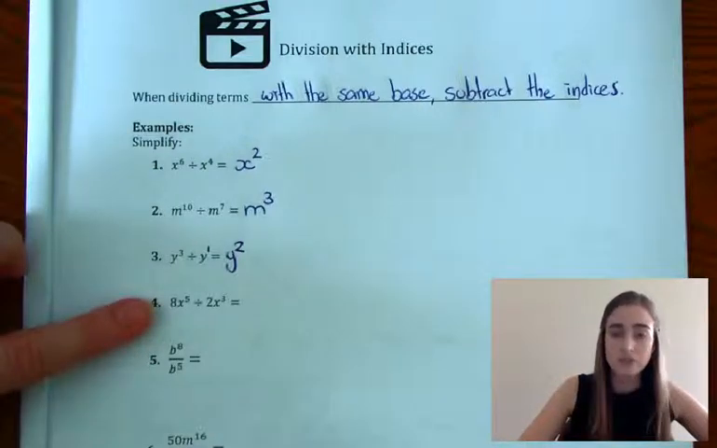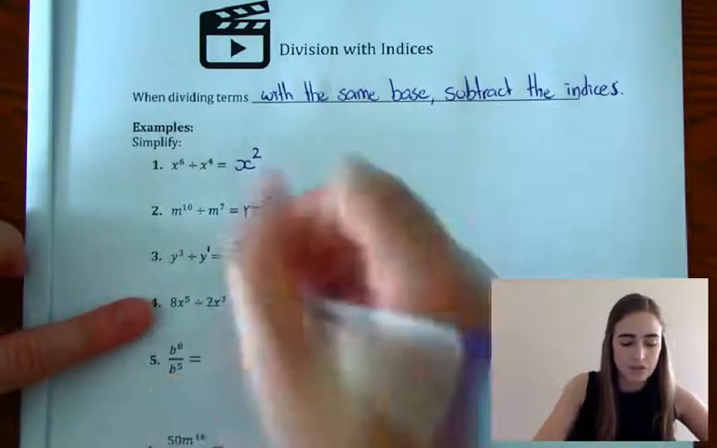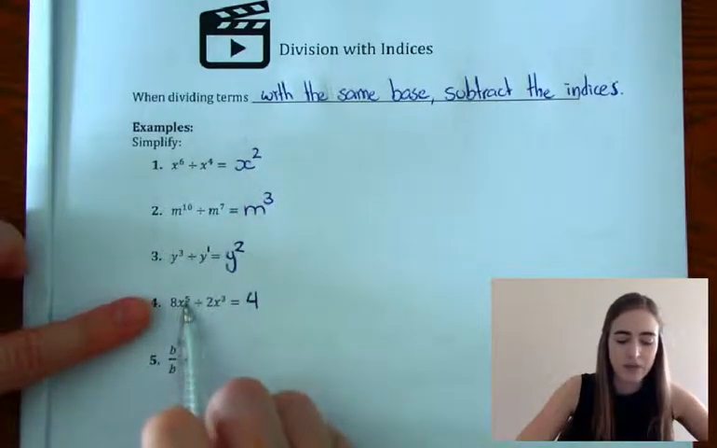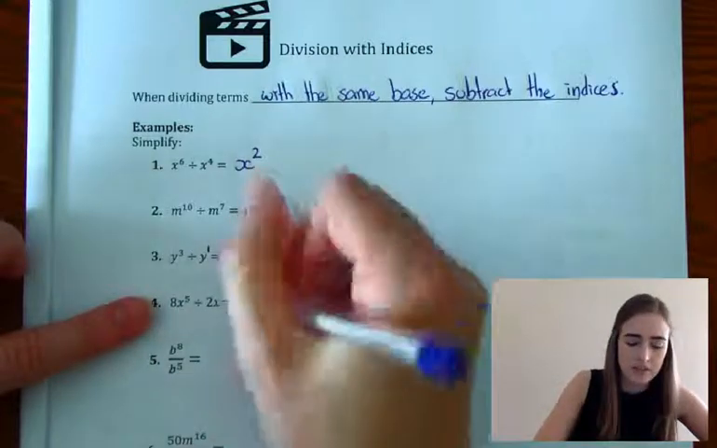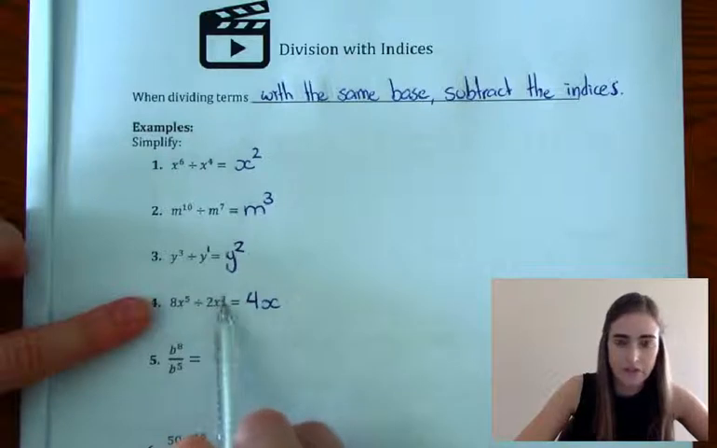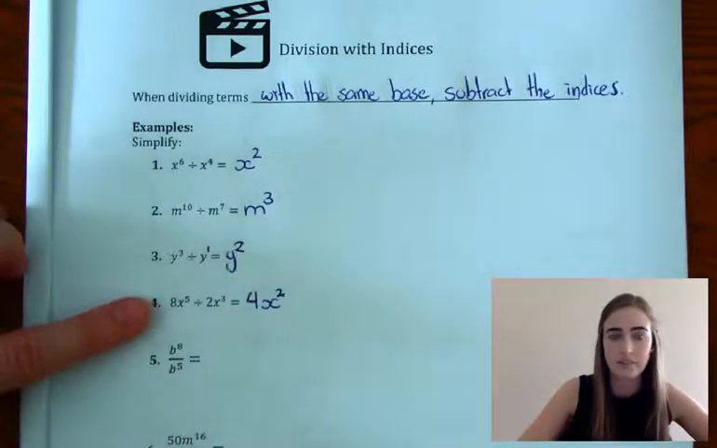This one we want to do numbers first and then we'll do letters. So 8 divided by 2 will give us 4. And then we've got our x to the power of 5 divided by x to the power of 3, which will give us x. And then to the power of 5 minus 3 would give us 2. So we'll end up with 4x squared.